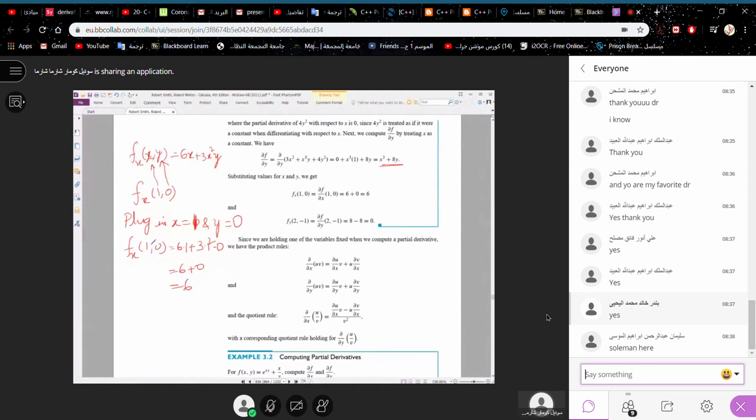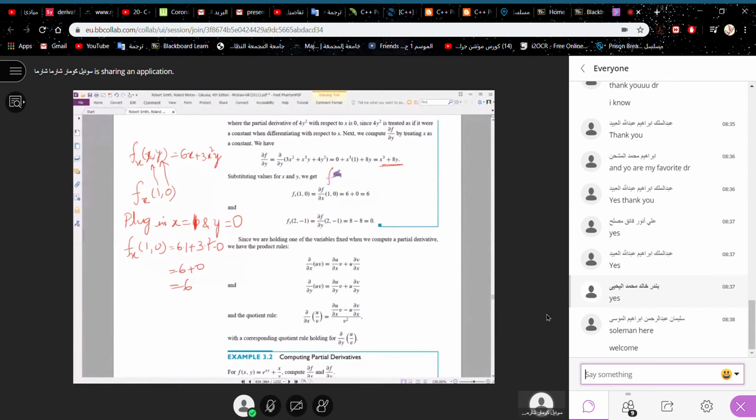Suleiman. Now what we need? fy(2,-1). Means plug in x equal to 2 and y equal to minus 1. So this will be 2 cube plus 8 into minus 1. So this will be 8 minus 8. So this is how much?